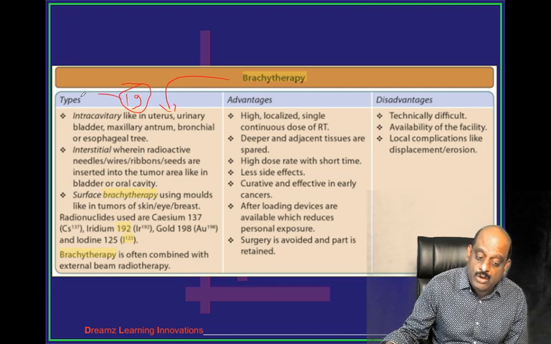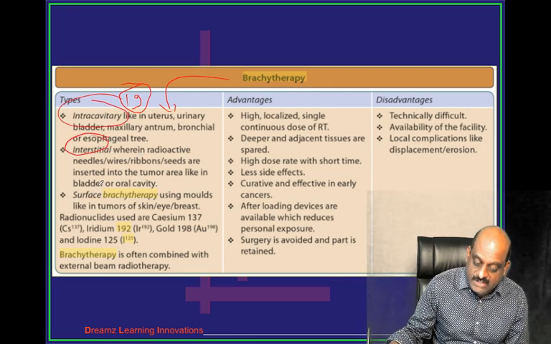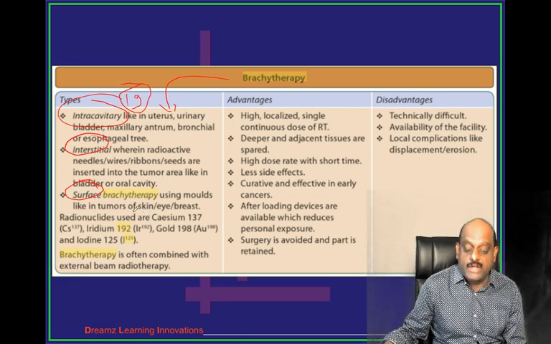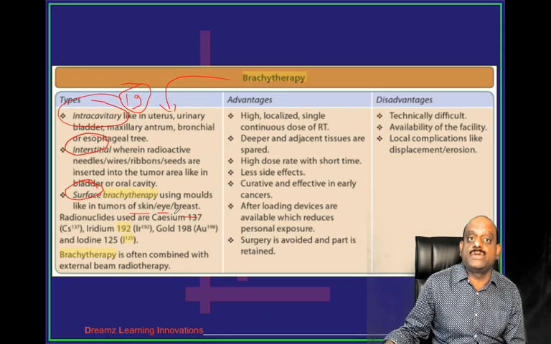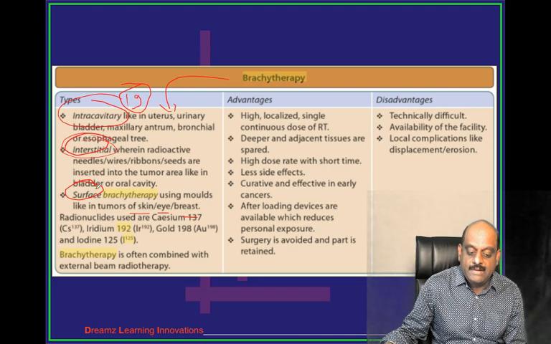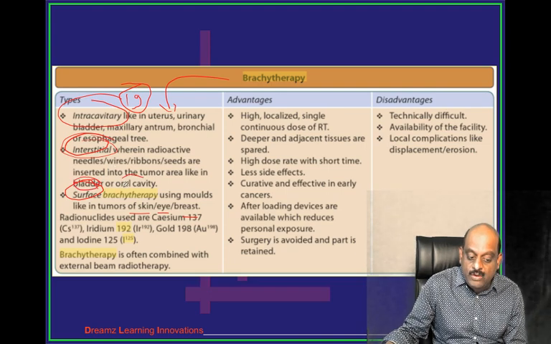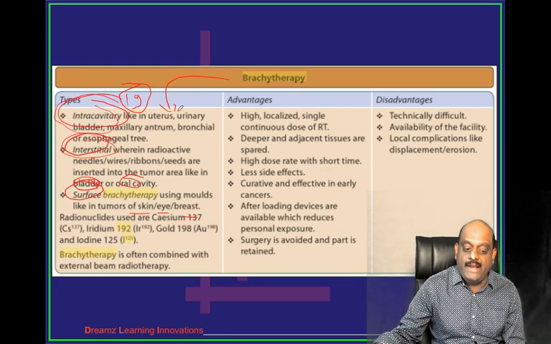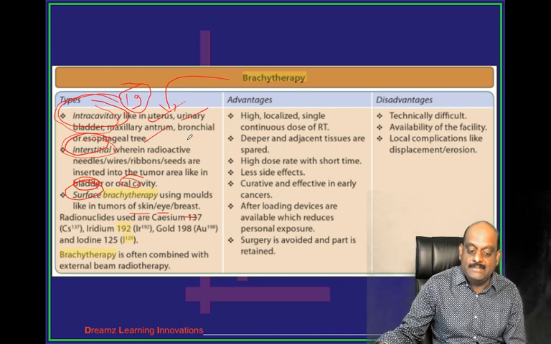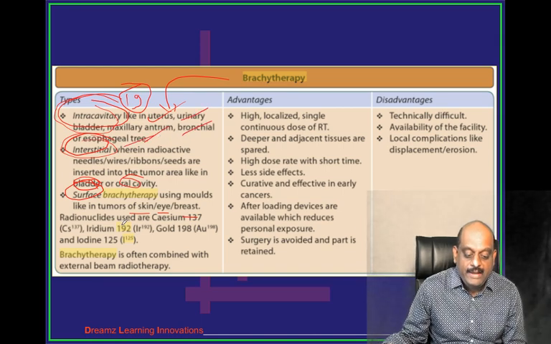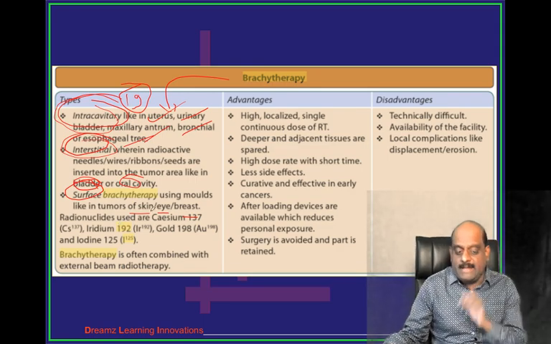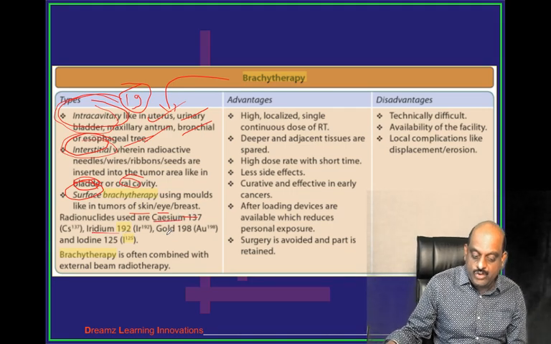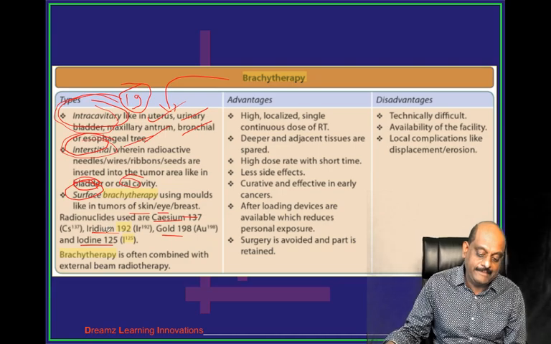So in brachytherapy you have intracavitary, interstitial, and surface brachytherapy. Where do we use surface brachytherapy, doctor? Skin tumors, eye tumors, breast tumors, which are on the surface. Interstitial, we use it in bladder and oral cavity, where you will directly insert the seed. Then intracavitary: uterus, urinary bladder, antrum, bronchial, esophageal treatment. And what are the radionuclides that you use in brachytherapy? Examiner's favorite question. Fatafat to bolo: cesium, iridium, gold, iodine 125.